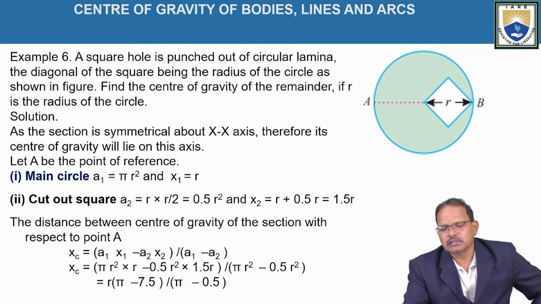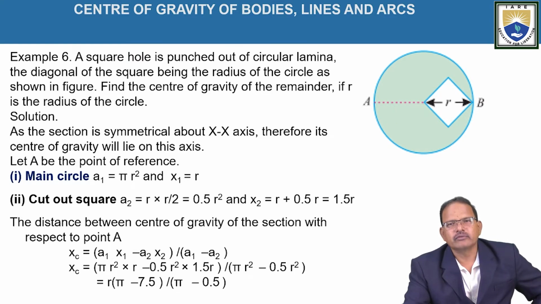So I am taking just some problem here now. A square hole is punched out of a circular lamina. The diagonal of the square being the radius of the circle, as shown in the figure now. Find the center of gravity of the remainder if r is the radius of the circle.